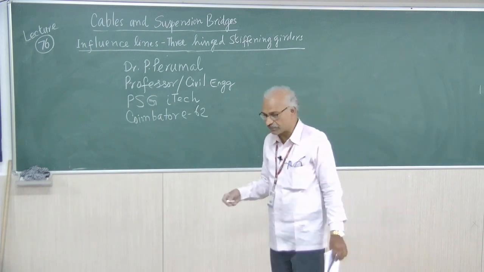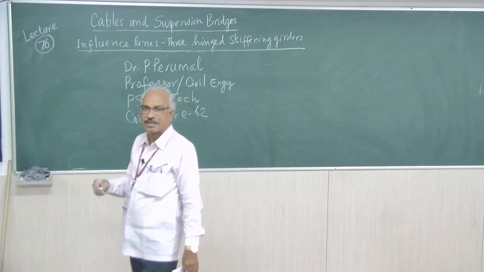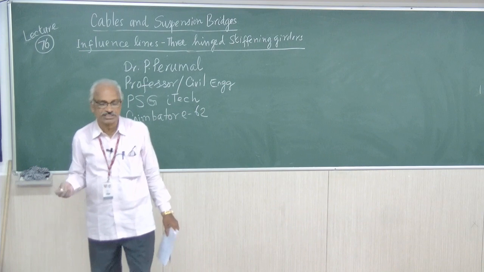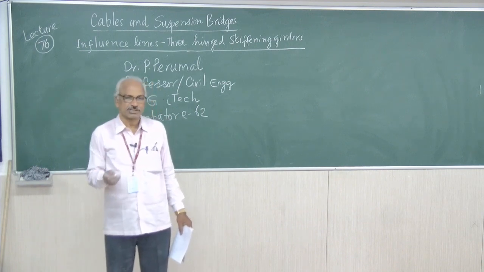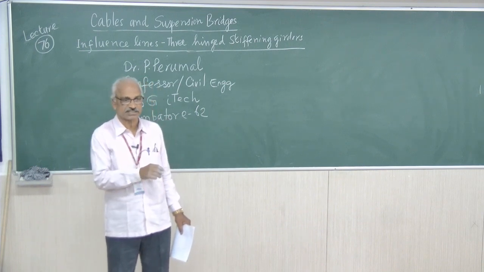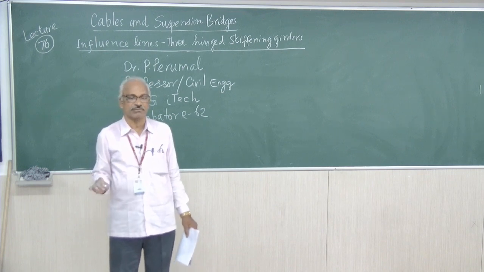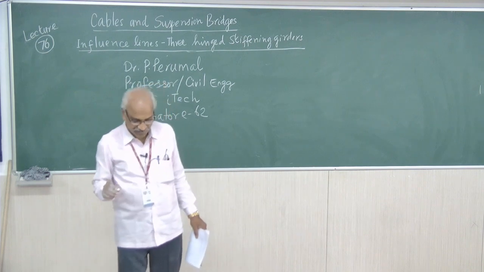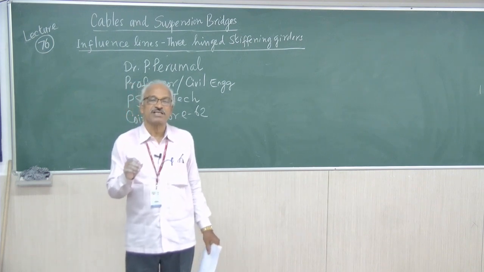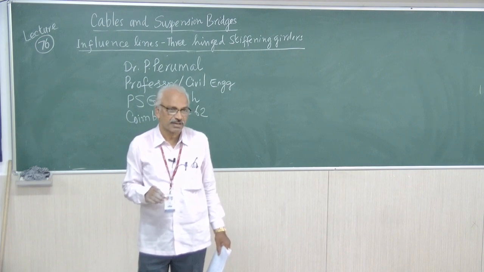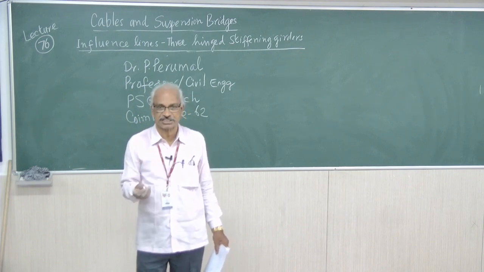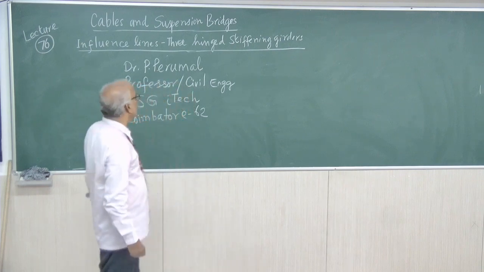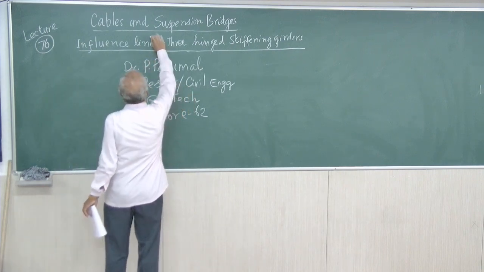In lecture number 75, we introduced the stiffening girder. There are 2 types: the 3-hinged stiffening girder and the 2-hinged stiffening girder. We also discussed the function of the stiffening girder, and we don't want to repeat that now. We have done a numerical problem on a cable with a 3-hinged stiffening girder using an analytical procedure. Now, the same thing can be done by using influence lines also.